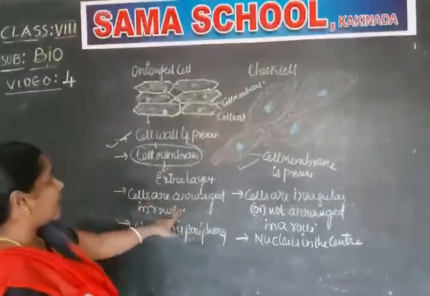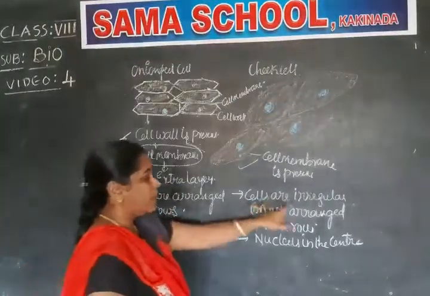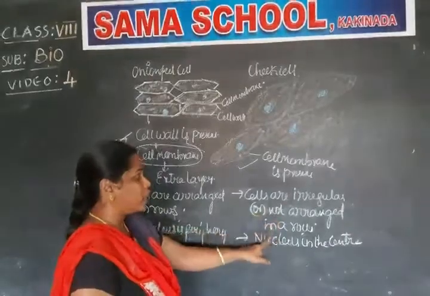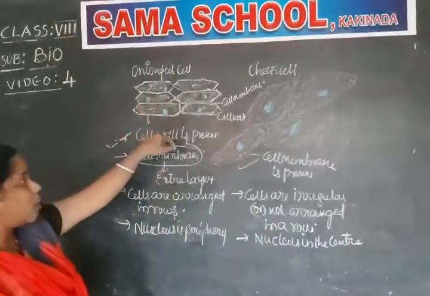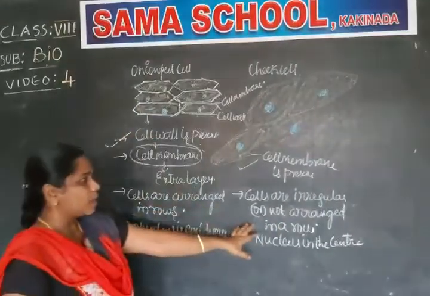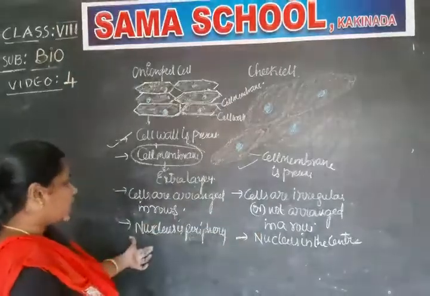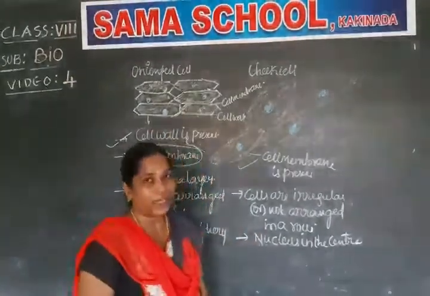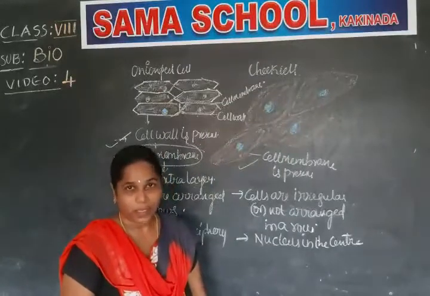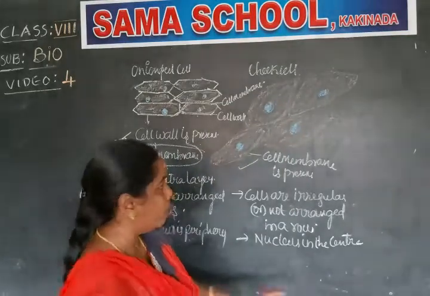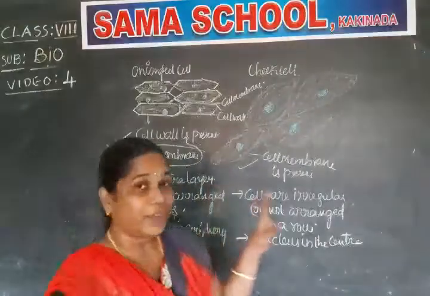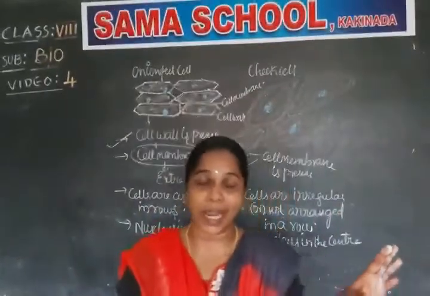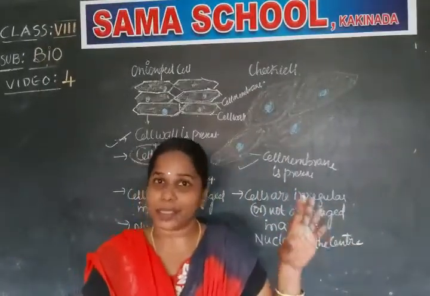The cells are arranged in rows here. In the cheek cells, the cells are irregular and not arranged in rows. You can see intercellular spaces are very few here, and here intercellular spaces are more. In the cheek cell the nucleus is present in the periphery, not in the center. In the onion cell the nucleus is present in the center. Understood? I hope everyone understood the major differences between the onion peel cell and the cheek cells.